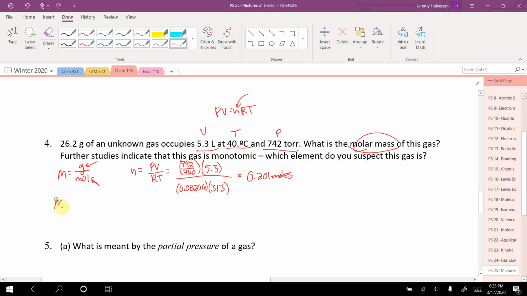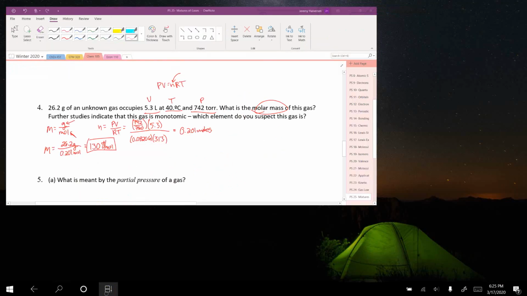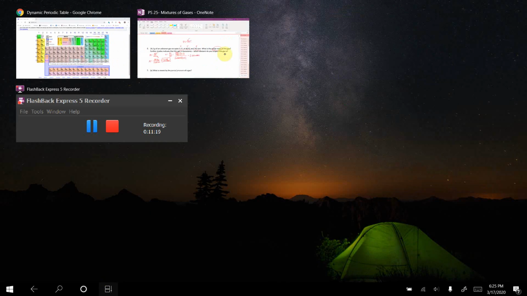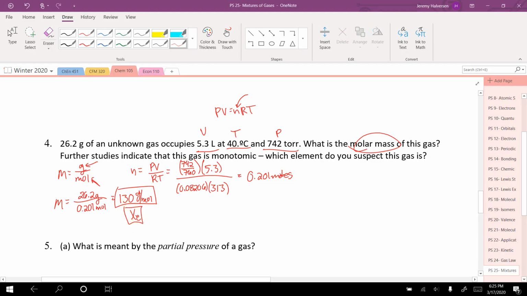And I know molecular weight is grams per mole. I know I have 26.2 grams divided by 0.201 moles. And that gives me a molar mass of about 130 grams per mole. And it says it's monatomic. That means it's just one element, one solo atom, about 130 grams per mole. Iodine's 126.9, xenon's 131. So it's probably xenon. That's what I would say for which element you suspect the gas is.